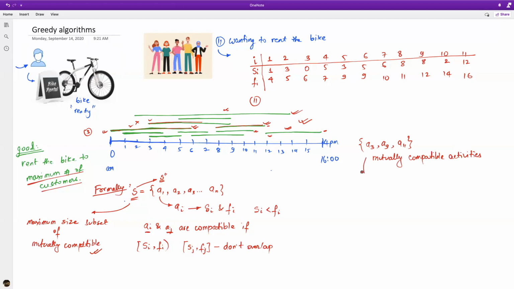However, this is not the maximum set. For example, this set, where we choose this as the first activity, second activity, third activity, fourth activity, actually has 4 activities in it, and this could be one of the maximum size mutually compatible subsets of activities.